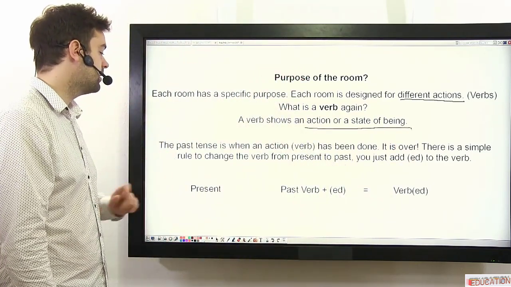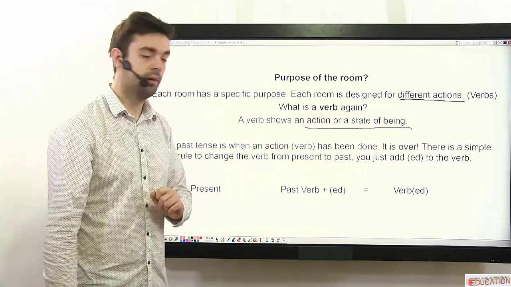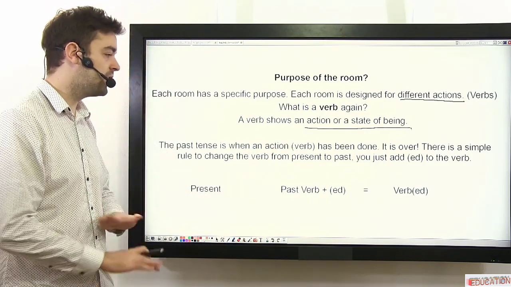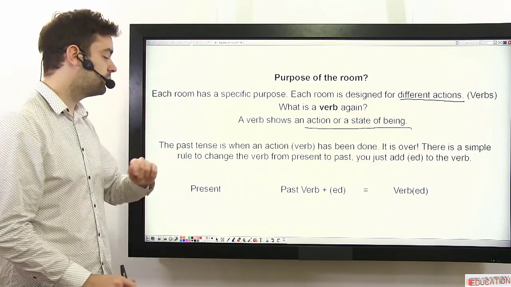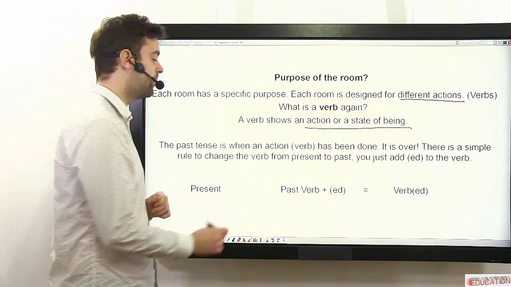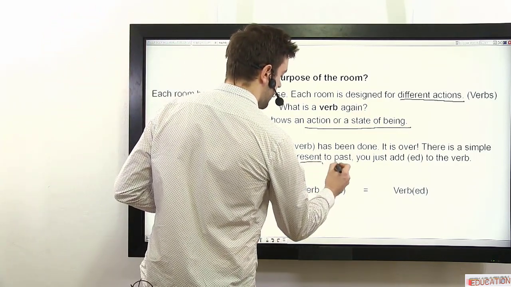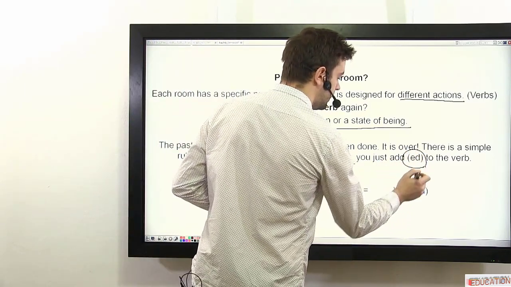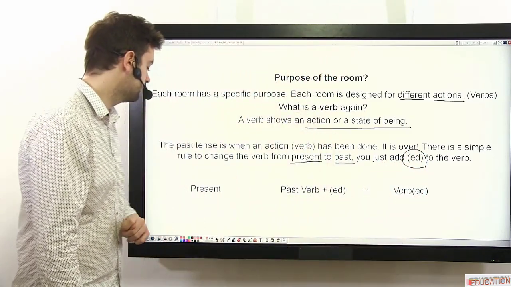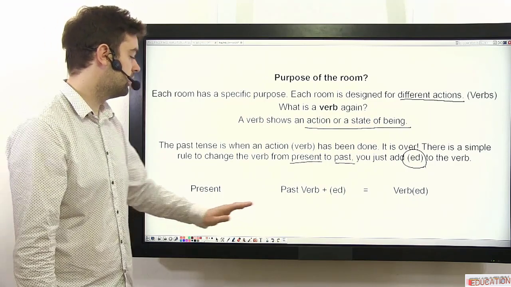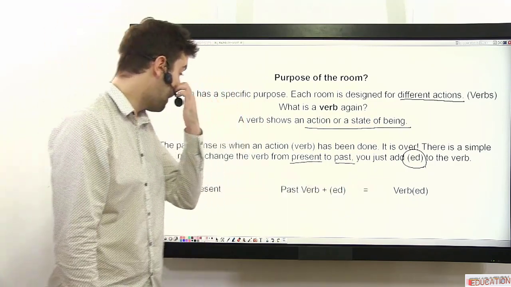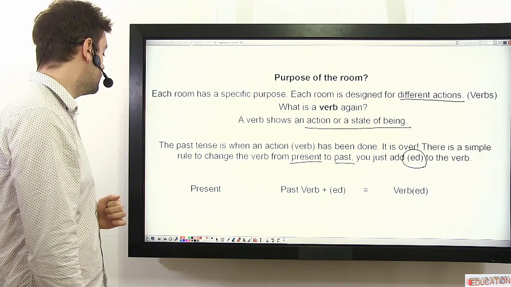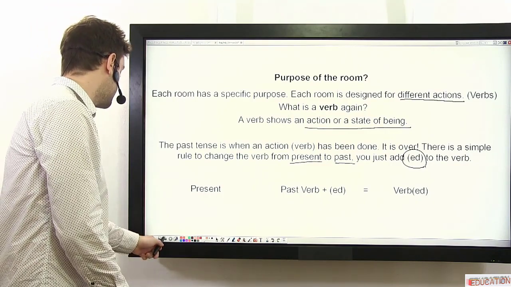The past tense is when the action or verb has been done. It is over. There's a simple rule to change the verb from present to past. You just add ed to the verb. So present, past: verb plus ed. So we will have a look at some examples.